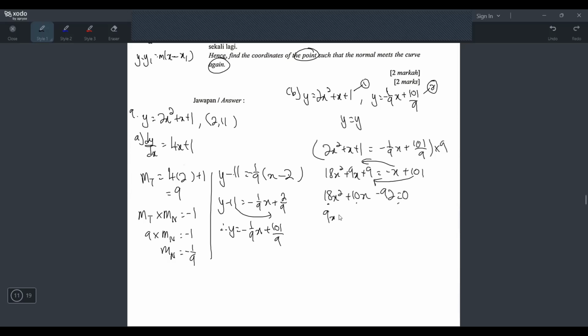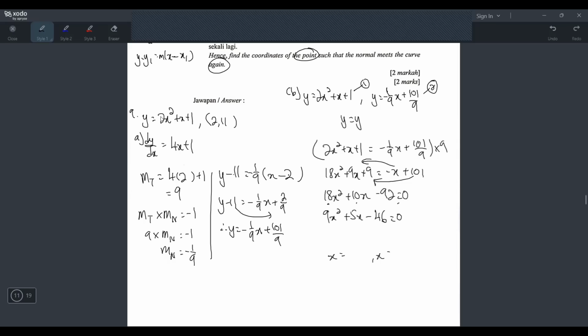When you divide by 2, you get 9x squared. Divide by 2, you get 5x. 92 divide 2, what do you get? Let's press calculator. Okay, I think I get -46. So yeah, this is 46. And now you can press calculator and get two answers.